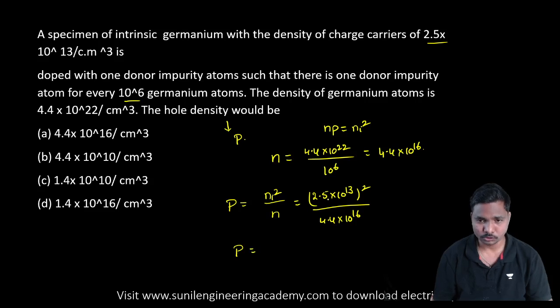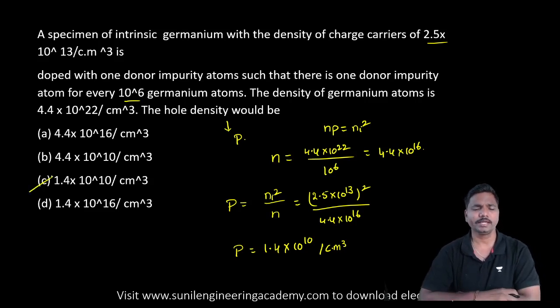Okay. So 2.5 by 4.4 into 10 power 10. 2.5 whole square means 6.25. 6.25 by 4.4 is nothing but 1 point something. We have only one option, 1.4 into 10 power 10 centimeter cube per centimeter cube. So the answer is option C. Okay, clear? So NP is equal to Ni square. They have given N already, and P we want to find out. P is equal to Ni square by N.